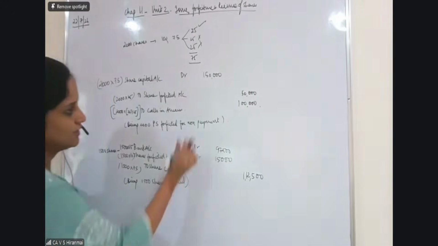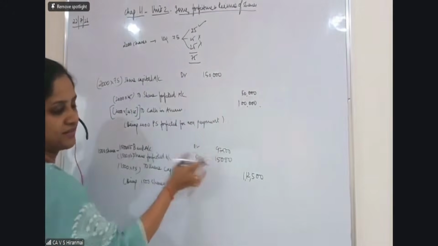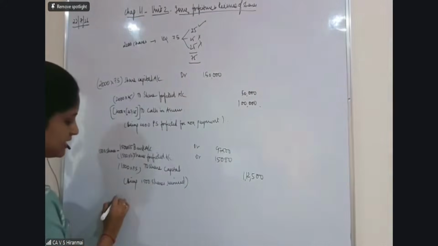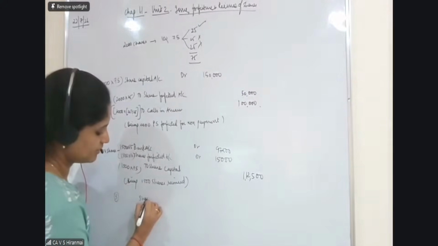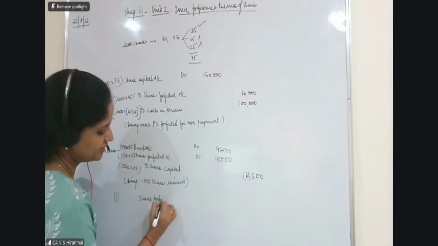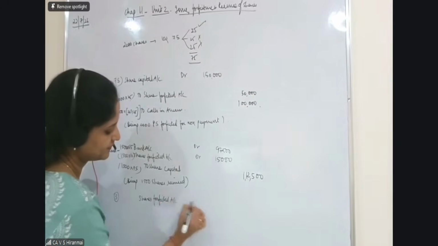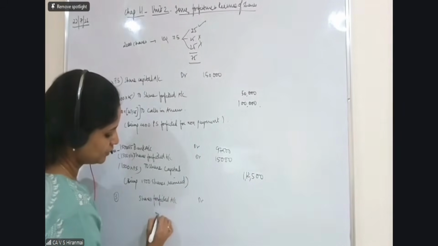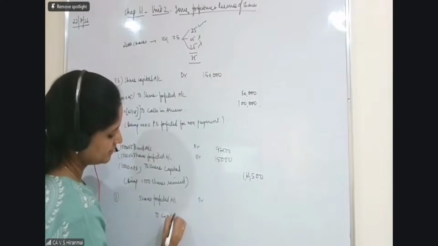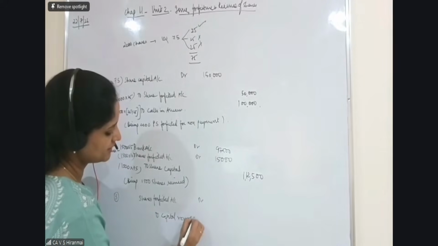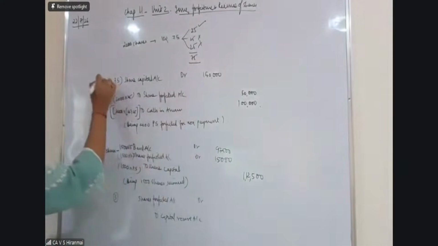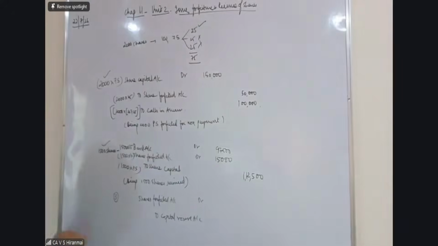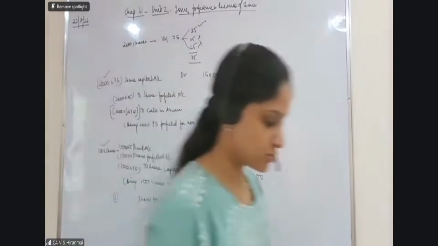I told you, you cannot directly now take and subtract the loss. You should pass one last entry. What is that? Shares forfeited account debit to capital reserve. Correct? But here you cannot directly subtract. Why, madam? 2,000 shares are cancelled, only 1,500 shares are reissued. So what should you do?